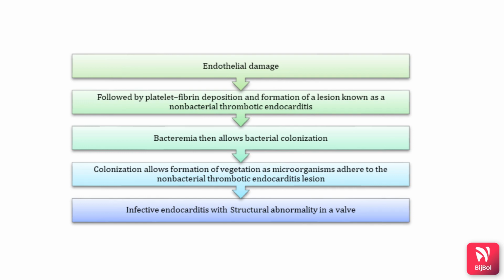The avascular valve tissue and the presence of fibrin and platelet aggregates help to protect proliferating organisms from host defense mechanisms. When the infection is established, vegetations grow and may become large enough to cause obstruction or embolism. Adjacent tissues are destroyed and abscesses may form.